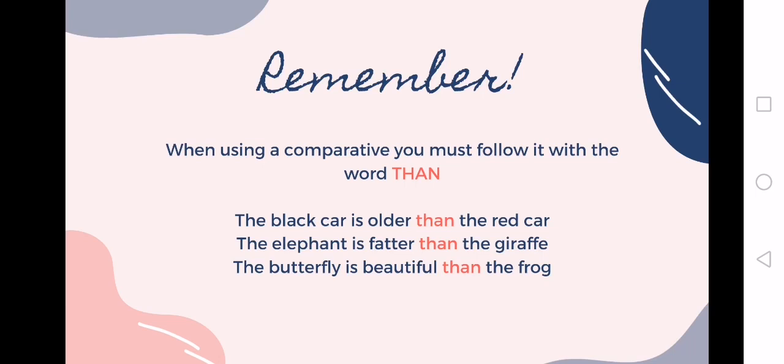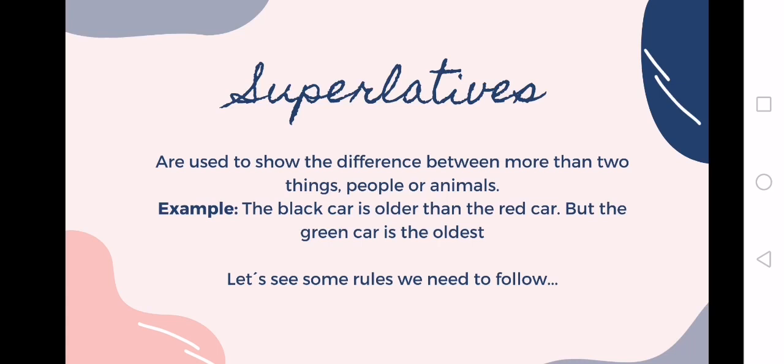Remember, when using a comparative, you must follow it with the word than. Like in the examples, we have the black car is older than the red car. The elephant is fatter than the giraffe. The butterfly is more beautiful than the frog. So remember, it's than with N, not with T. Sometimes you make that mistake. Okay? Now, let's talk about superlatives.